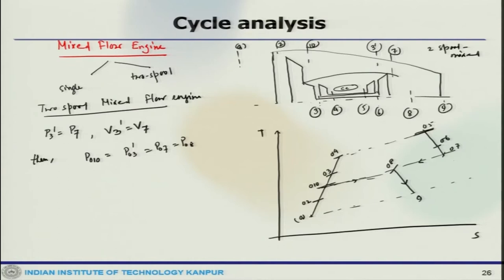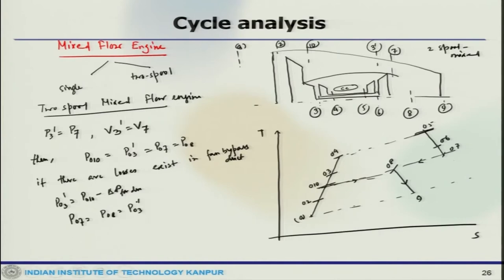Now, if losses exist in the fan bypass duct, then we can write P0 10 minus delta P fan duct, and what we get then is P0 3 prime. One more thing: no pressure drop is considered during the mixing process. That is another important factor.